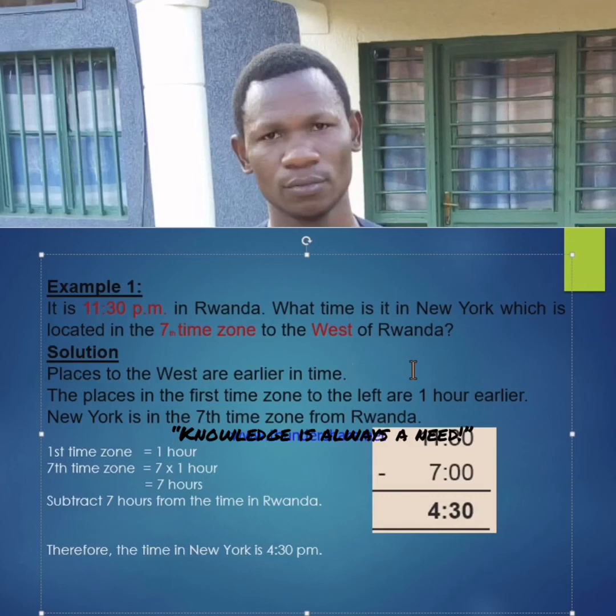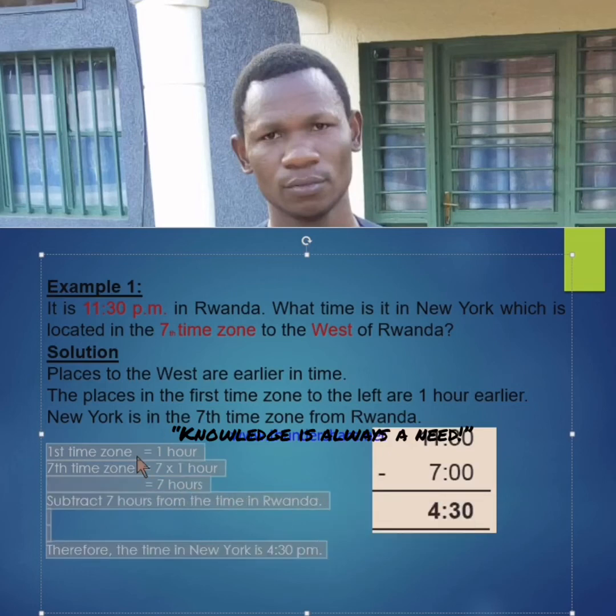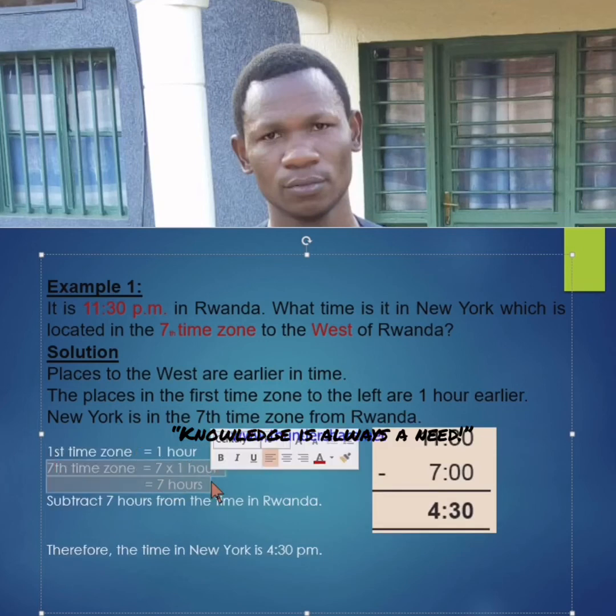The given time is 11:30 p.m. The position of the next town, which is New York, is the 7th time zone. But where? In the west. West means we subtract. So how do we do this question? The first time zone is 1 hour. The 7th time zone is 7 times 1. That is why we said we take the given position times 1 to get the number of hours between the 2 locations, the 2 towns.